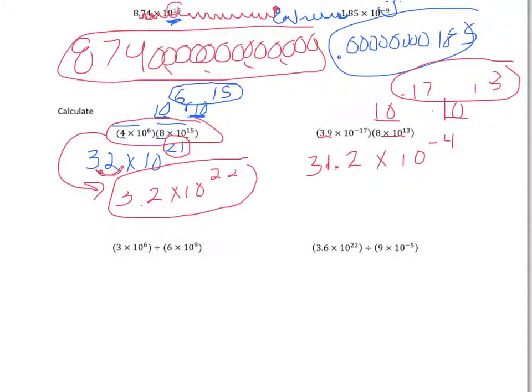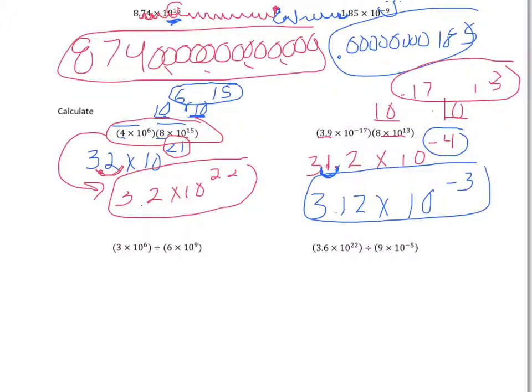Now, once again, this number right here, 31.2, is not a number between 1 and 10, so we have to move the decimal over here 1. So we have 3.12. When this decimal is moving to the left, the number is getting bigger, so this increases by 1. So this is times 10 to the negative 3rd power.